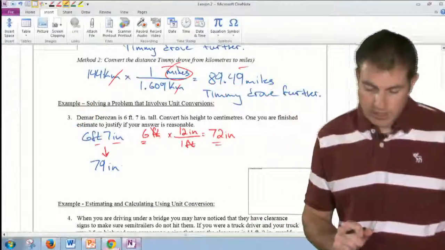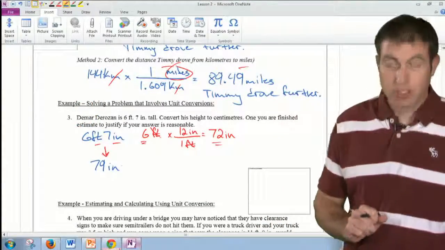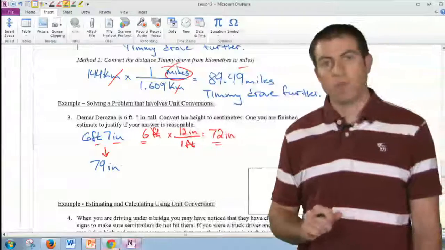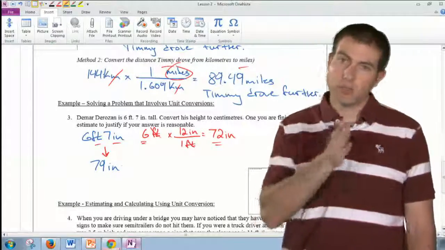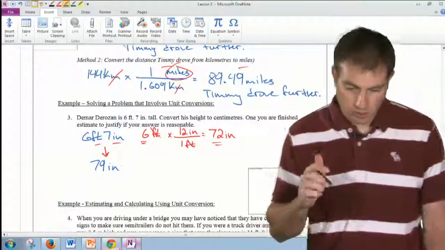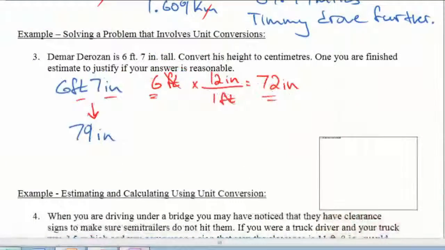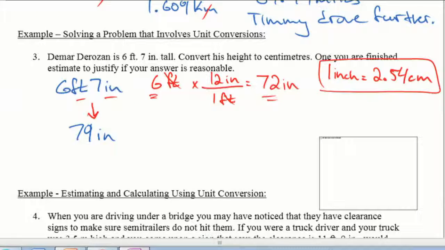All right, once I get here, I need to convert this to centimeters. So again, I'm going to go to my formula sheet, and then I'm going to figure out the relationship between inches and centimeters. So right off my formula sheet, I have 1 inch is equal to 2.54 centimeters.